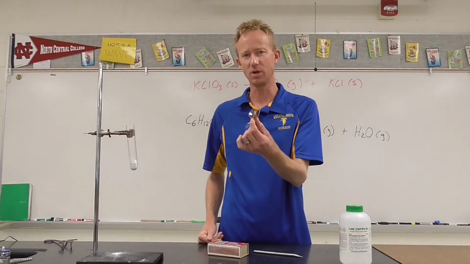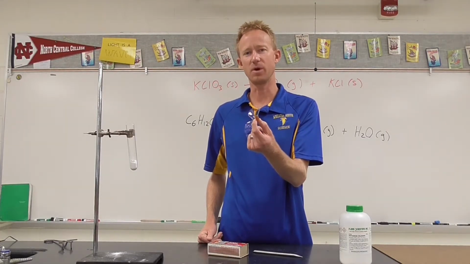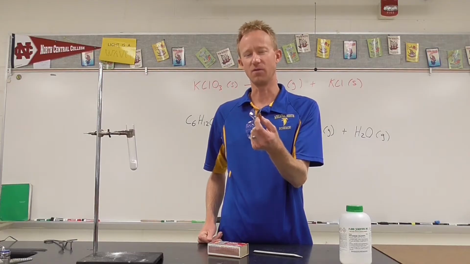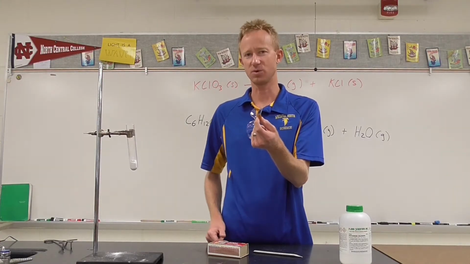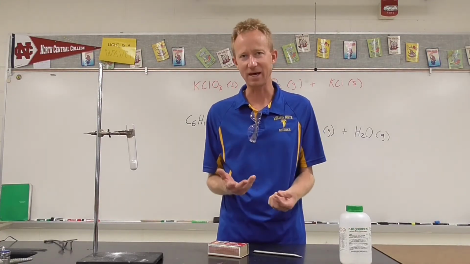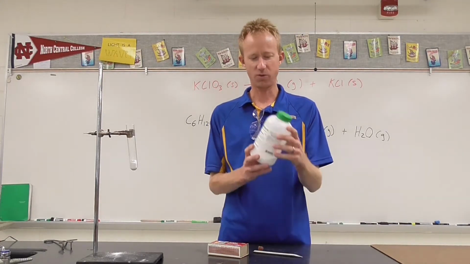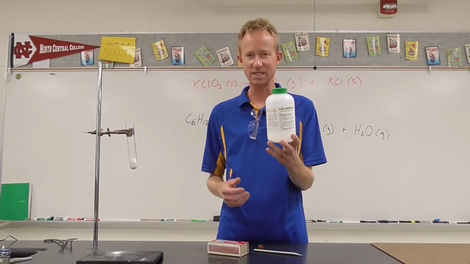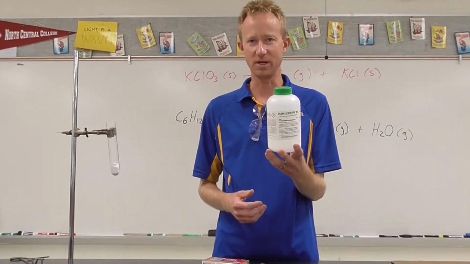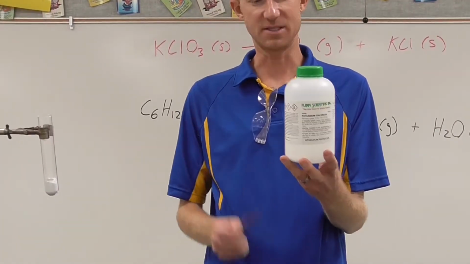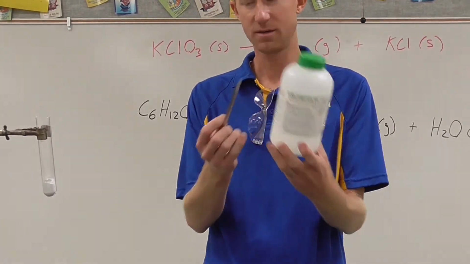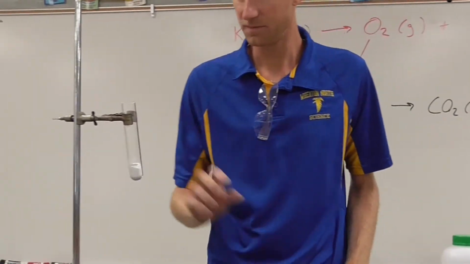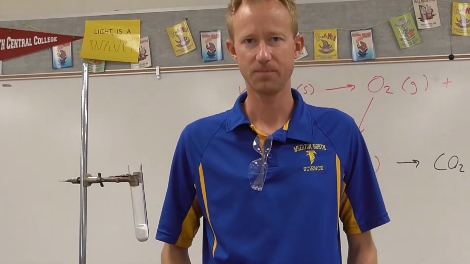So what we're going to do is combust this gummy bear in the presence of a rich and abundant oxygen source. And we're going to obtain that oxygen source through a decomposition reaction. We're going to decompose potassium chlorate. So what I've done is I've taken some potassium chlorate and put it into this test tube.